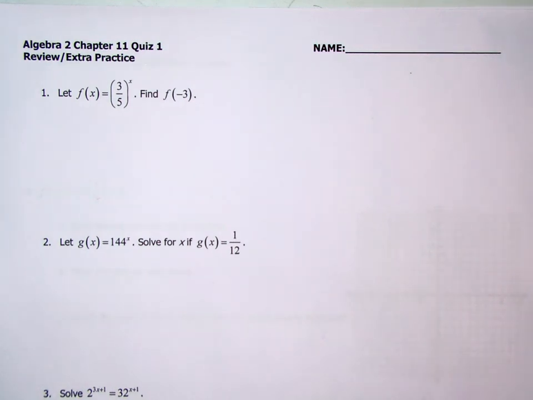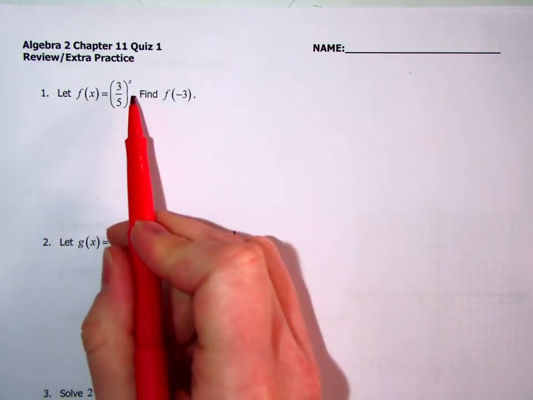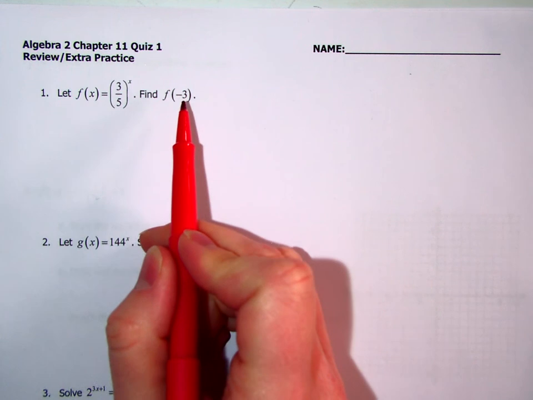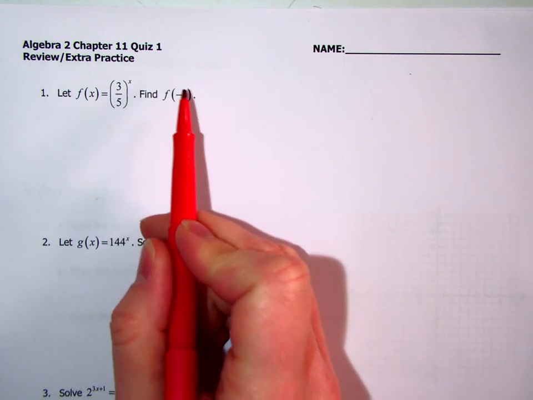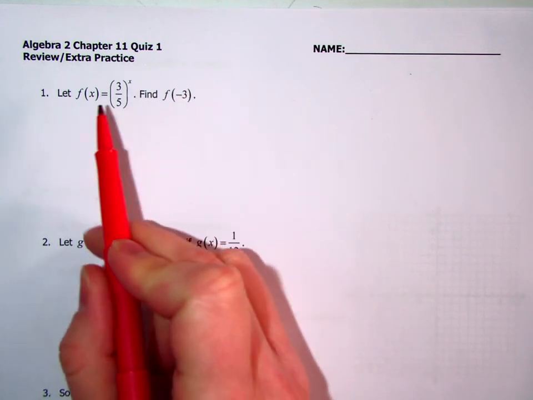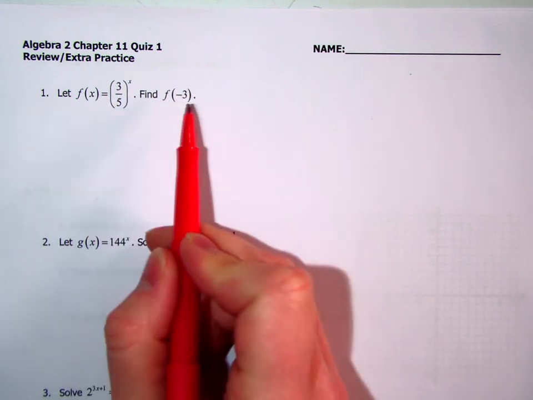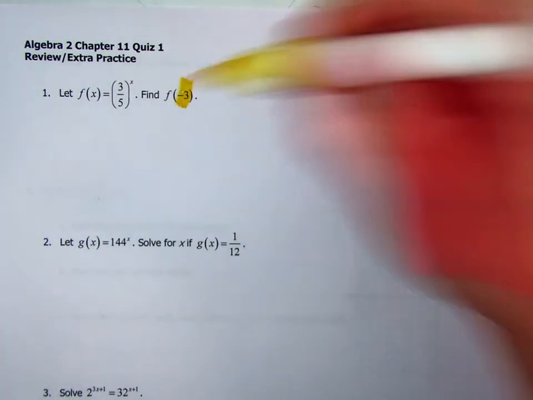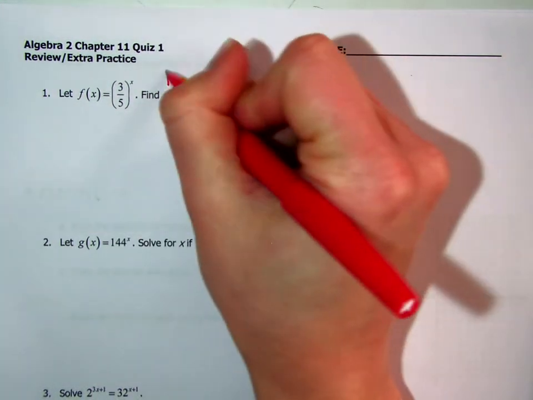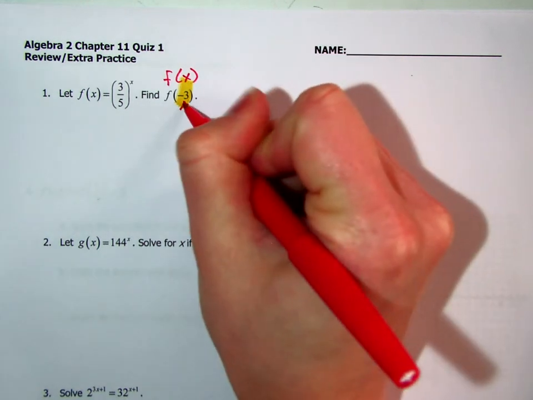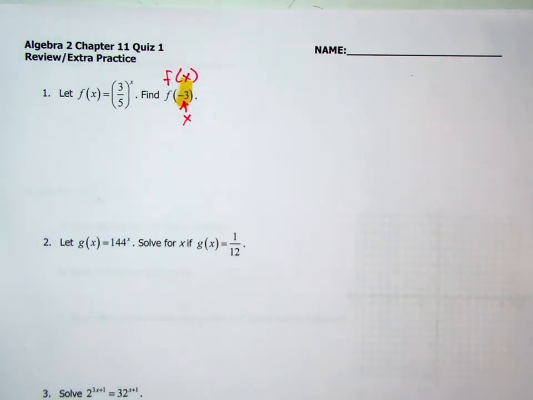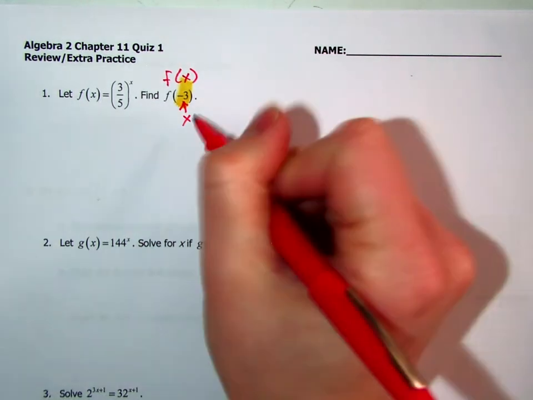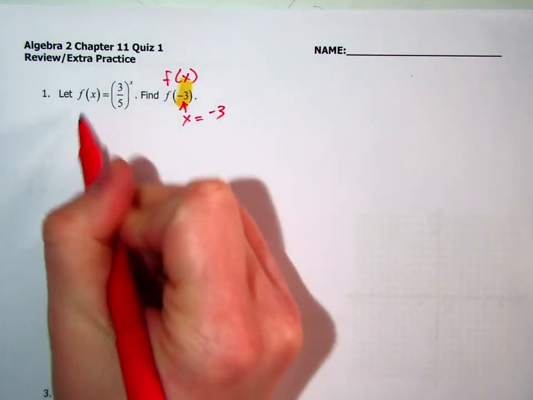All right, so number 1, let f of x equal 3/5 to the x power, and then find f of negative 3. So remember, we're going to have to be careful with these types of problems because we have to remember, am I going to put this negative 3 in place of my x, or am I going to put negative 3 in place of f of x? And the easiest way to look at that is, what would have been in this spot? Well, wasn't it originally f of x? So this negative 3 is in the x position, so that means we're going to put negative 3 everywhere we see an x.